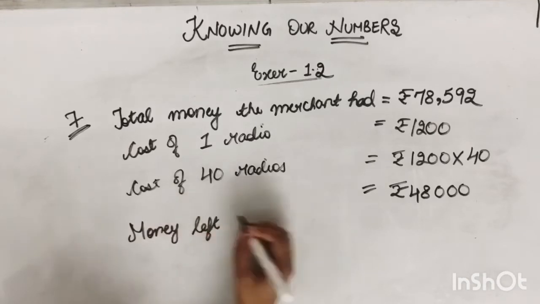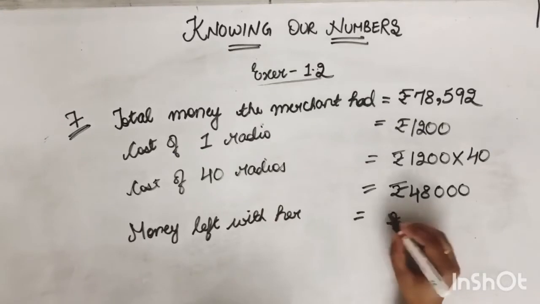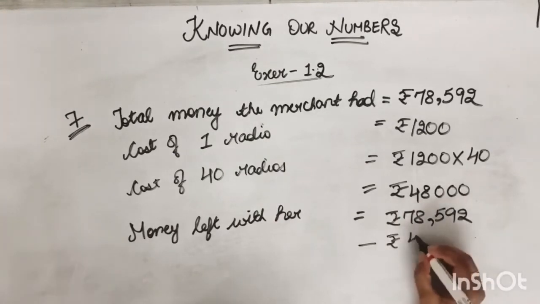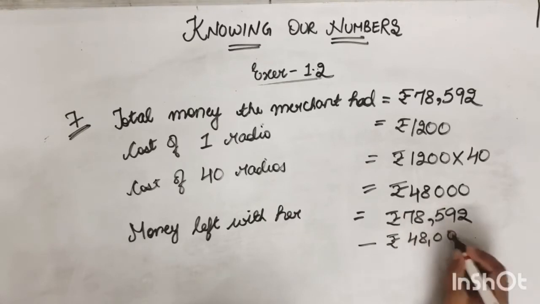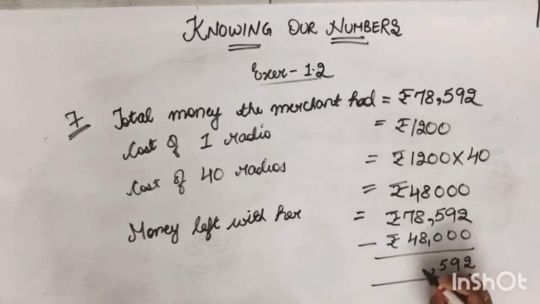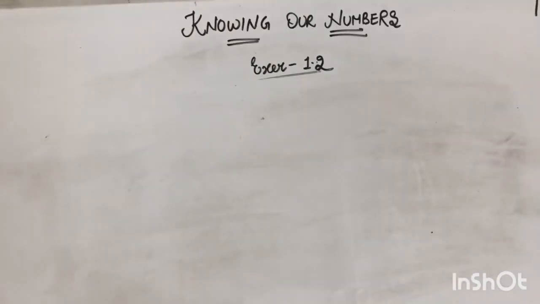Now money left with her: total amount, subtract. Okay, what will be the answer? 30,592.